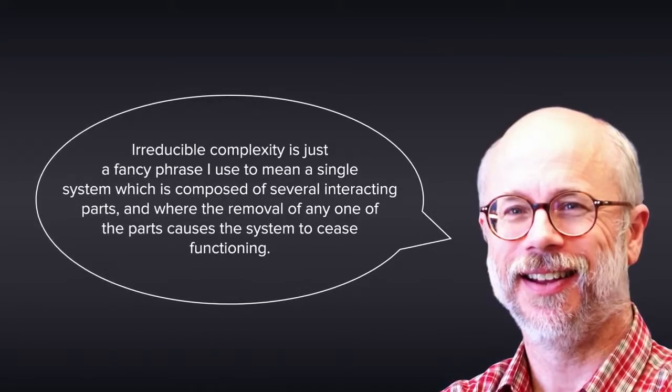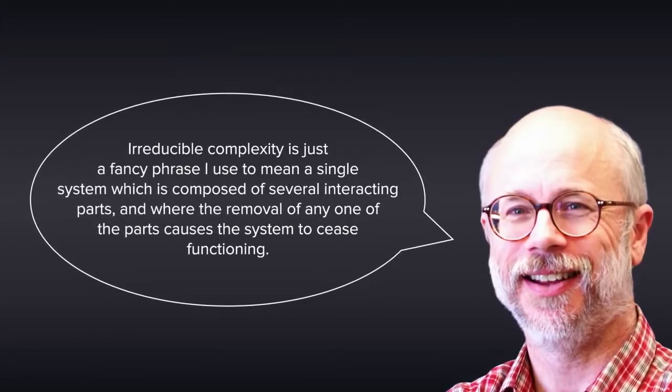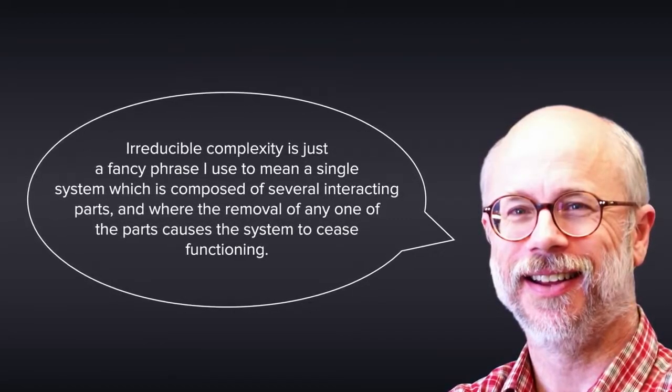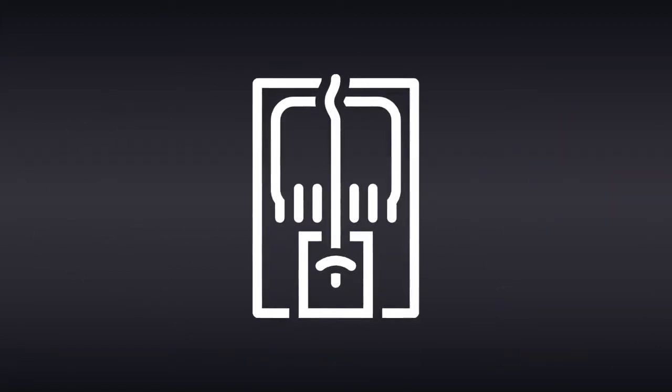Well, to quote Behe, the man who coined the term in the first place, irreducible complexity is just a fancy phrase I use to mean a single system which is composed of several interacting parts, and where the removal of any one of the parts causes the system to cease functioning. To illustrate such a system, he goes on to use the example of a mousetrap.